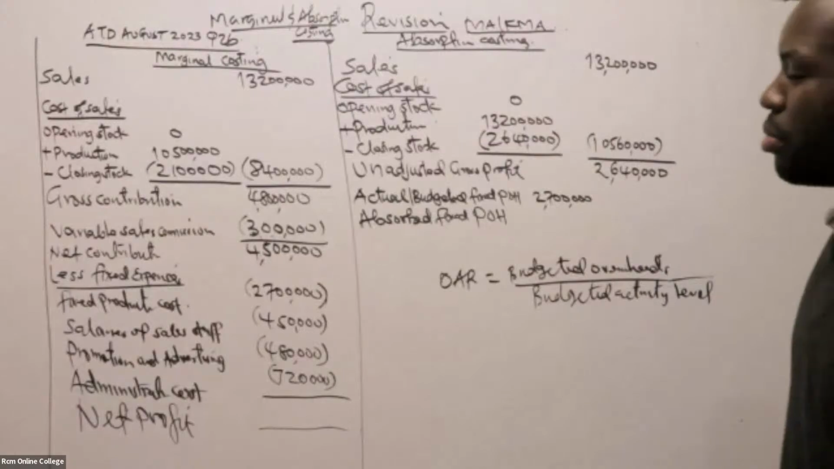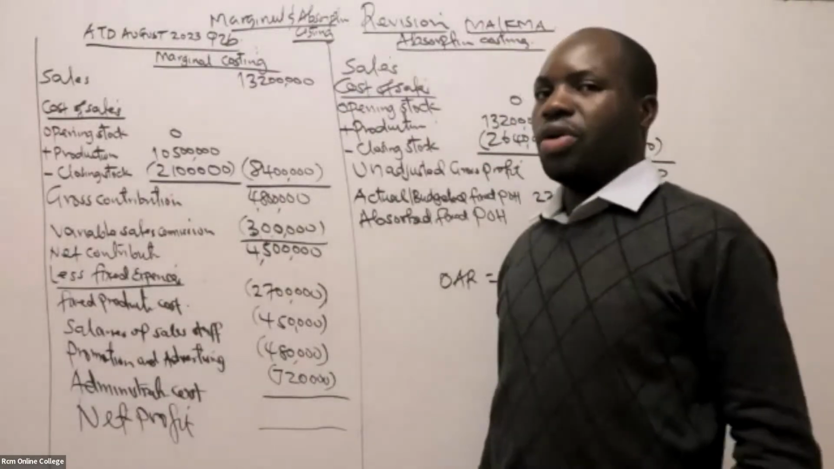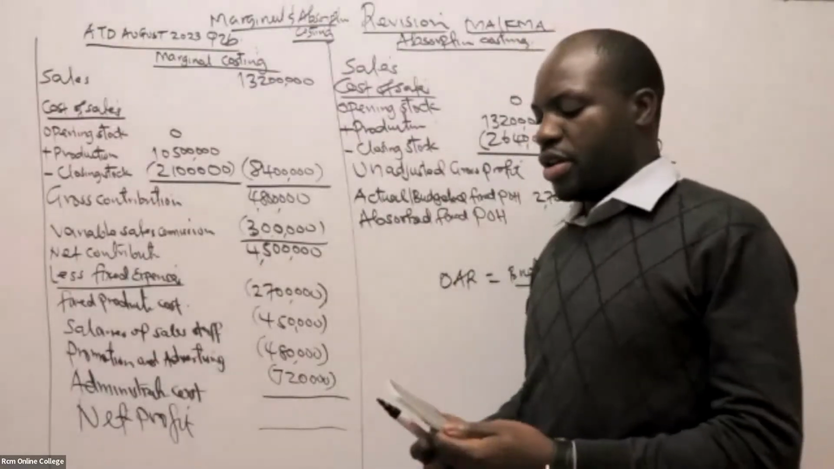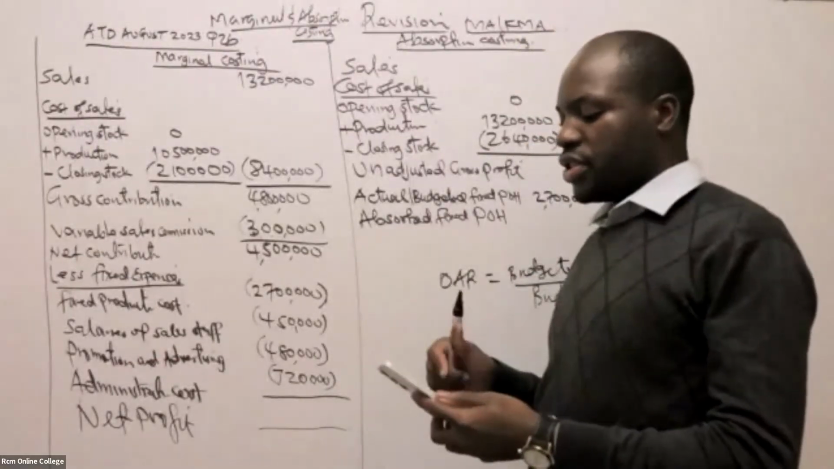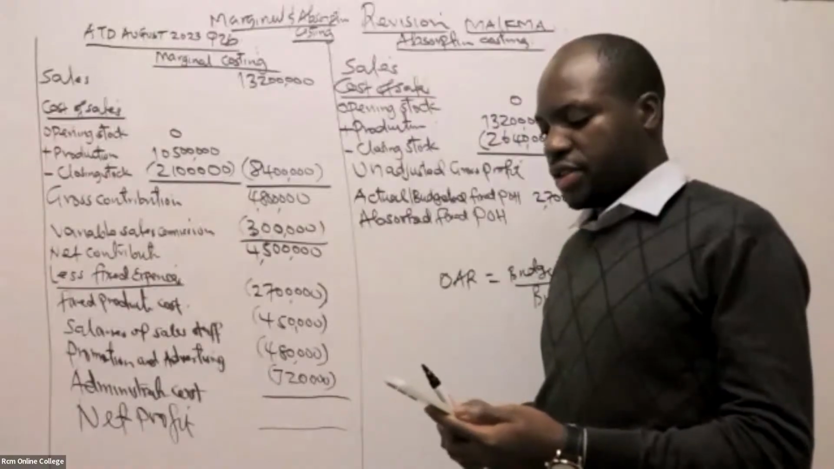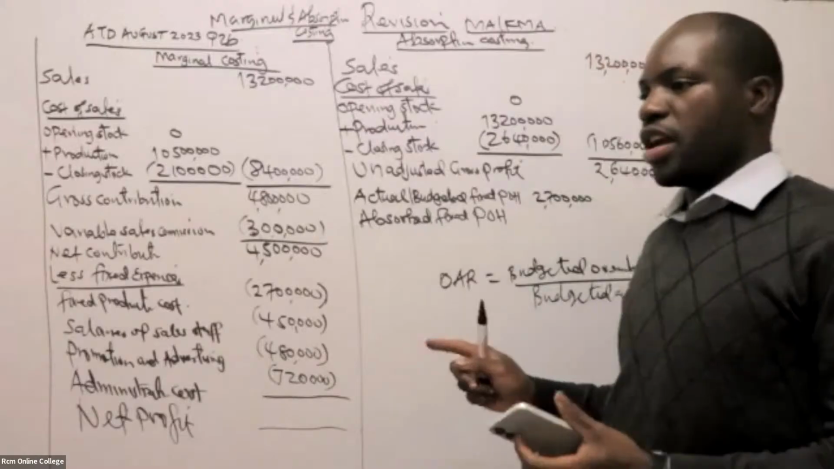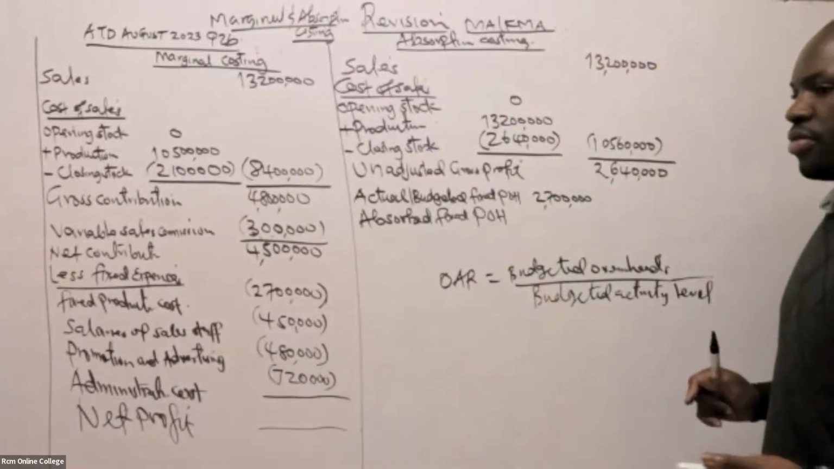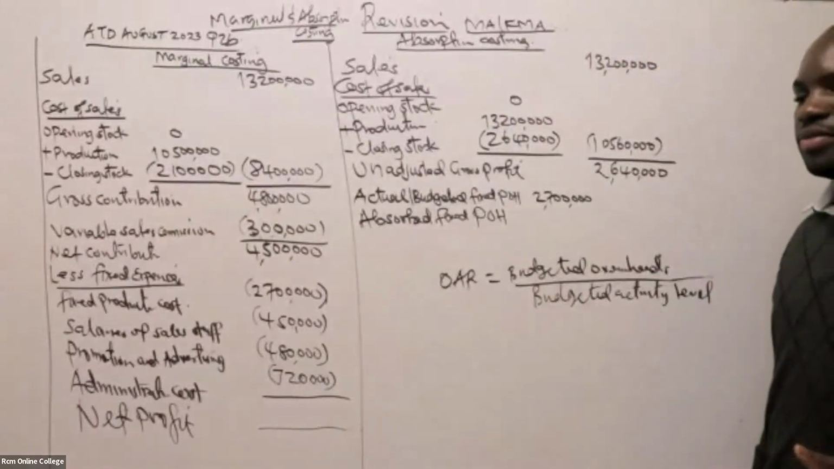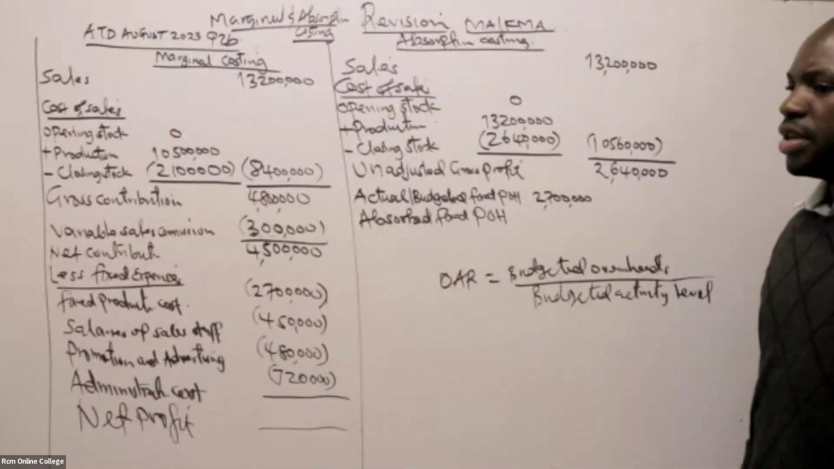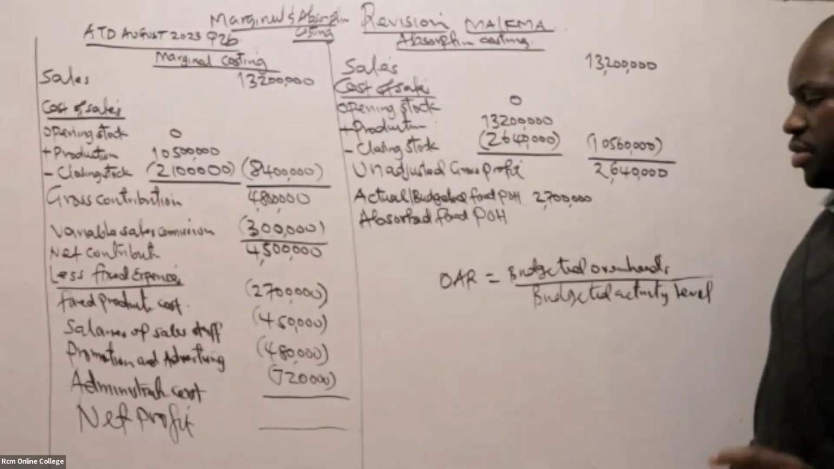Now, how is this fixed production overheads being absorbed? Is it being absorbed based on the number of units or based on machine hours or labor hours? What is the cost driver, the activity level, for the fixed production overheads? It is the number of units produced.